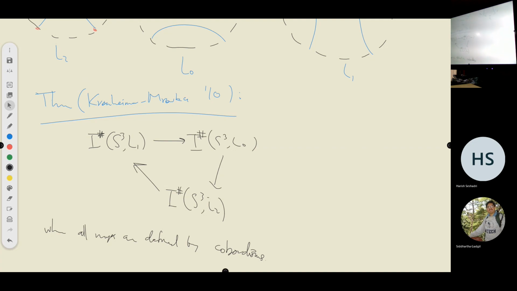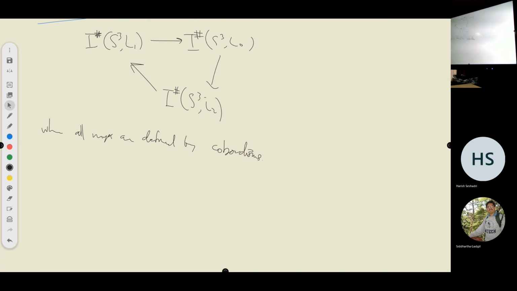And so one upshot of that, which Kronheimer and Mrowka have in their paper, is that the Khovanov homology of, so let me put it this way. You just say corollary.